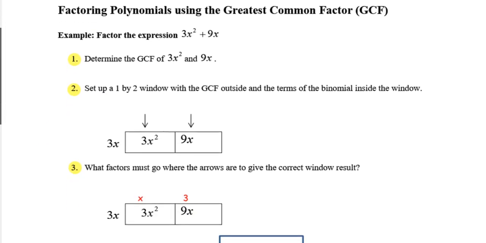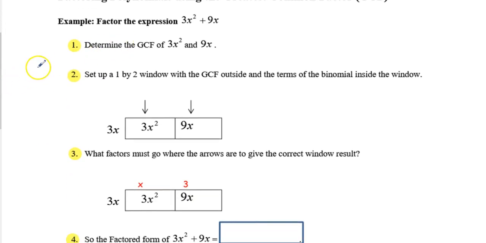So on the next page, we're going to factor this expression, 3x squared plus 9x. We're going to start by looking for a greatest common factor that goes into both. So let's kind of follow this recipe. First, what's our GCF? So hopefully you recognize it's got to have a 3, and it's got to have an x to the 1, or just an x, because that's our smallest exponent.